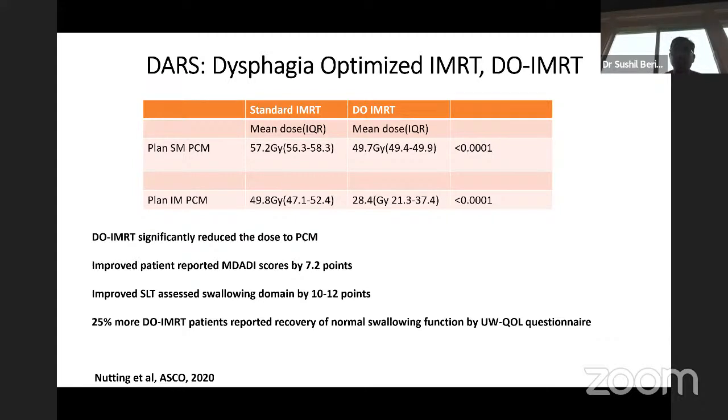When you draw the structure, you need to make sure you define it appropriately, both superior, middle, and inferior constrictor. Use a 3 mm brush in doing it. Exclude from the highest risk CTV, so the denominator is well defined, and try to achieve the dose constraint as defined in the clinical trial.